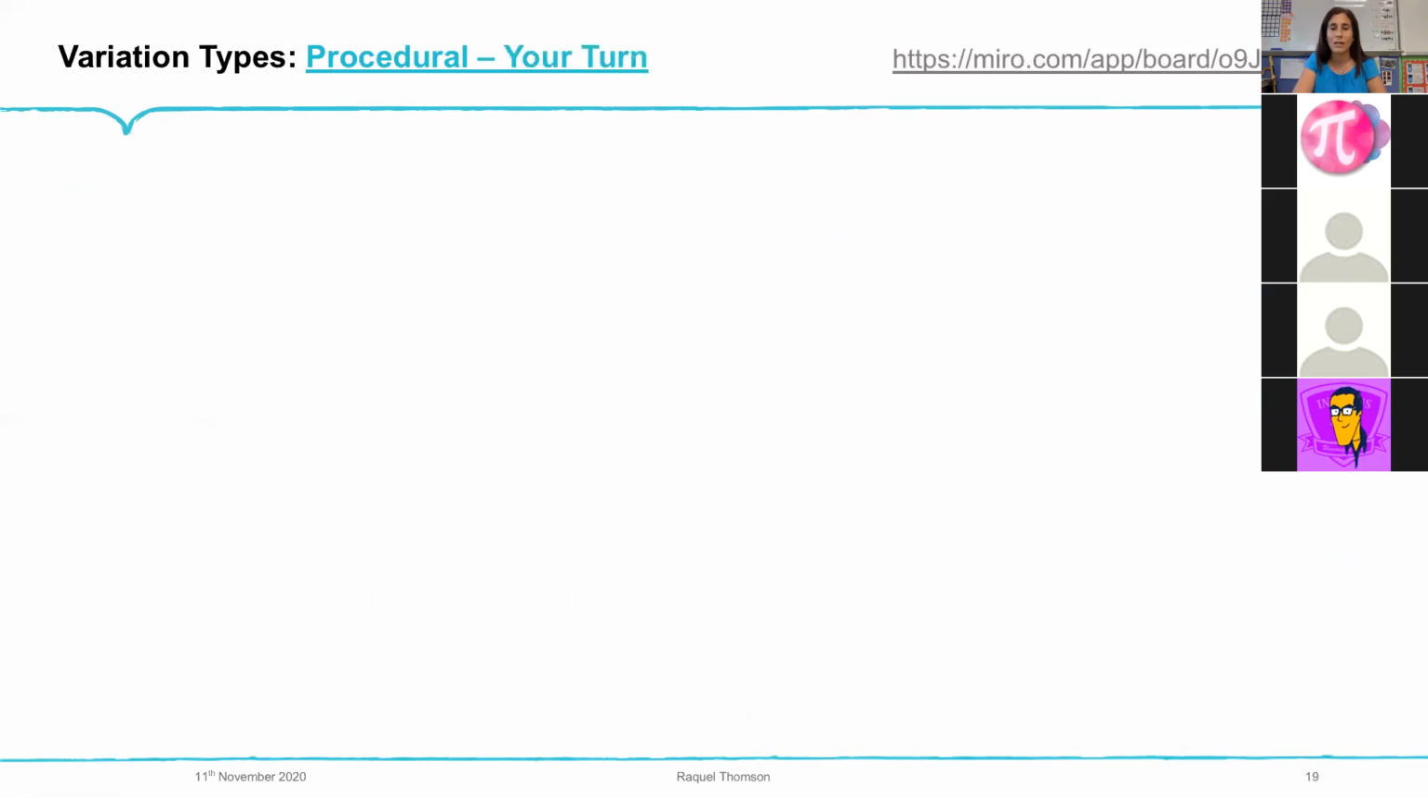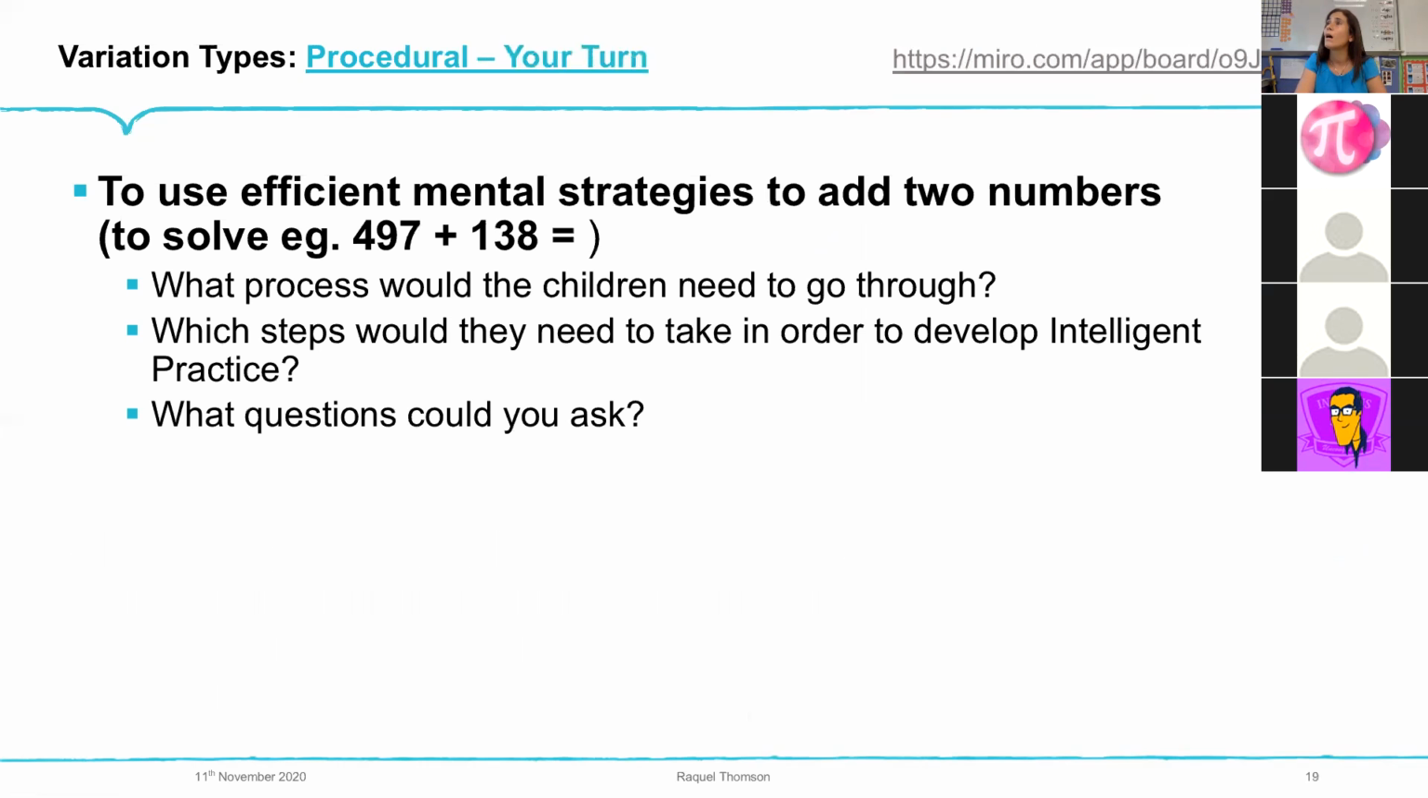Let me now show you what we are going to do on Miro board. On this next one, I'd like us to start thinking about one of the objectives, a simple objective, to use efficient mental strategies to add two numbers, for example. But what I want at the end of my lesson is for my children to be able to do something such as 497 plus 138 quickly, mentally.